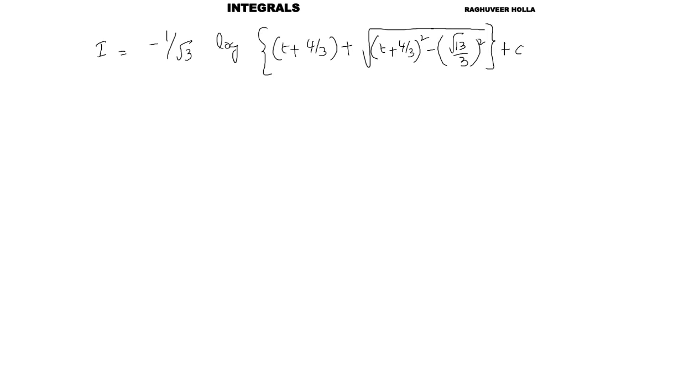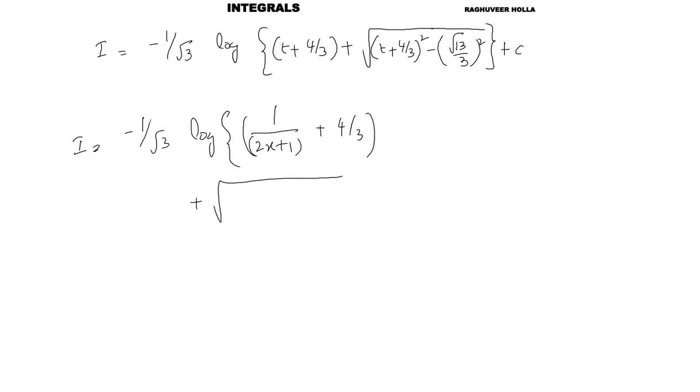Okay, so where t is 1 by (2x plus 1). Okay, so after substituting t as 1 by (2x plus 1), we get minus 1 by root 3 log of 1 by (2x plus 1) plus 4 by 3, and plus square root of (1 by (2x plus 1) plus 4 by 3) whole square minus (root 13 by 3) whole square, plus c. Right. So this is the solution.